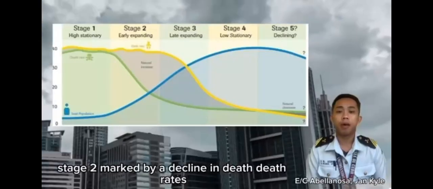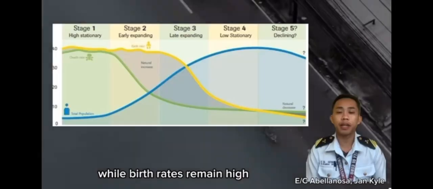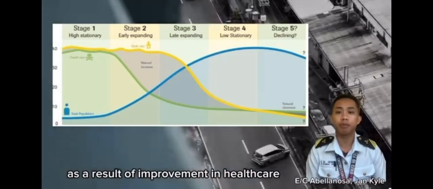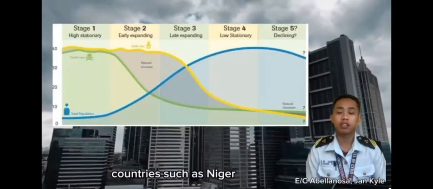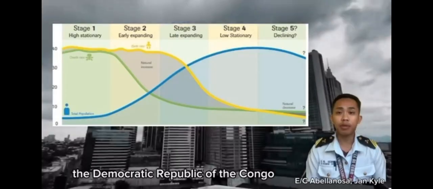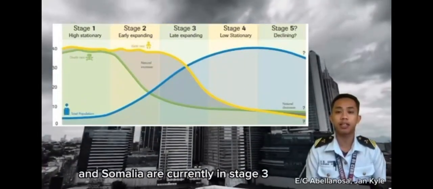Stage 2, marked by a decline in death rates while birth rates remain high. This leads to rapid population growth as a result of improvements in healthcare, sanitation, and food supply. Countries such as Niger, the Democratic Republic of the Congo, and Somalia are currently in this stage.